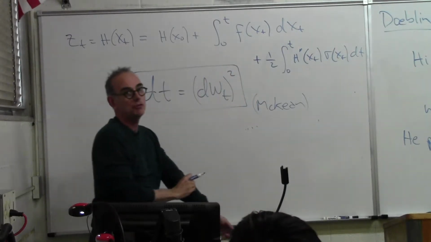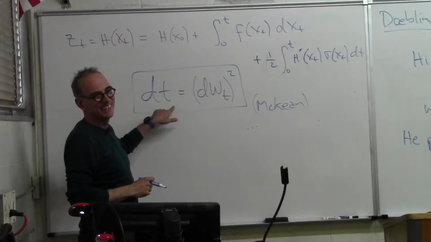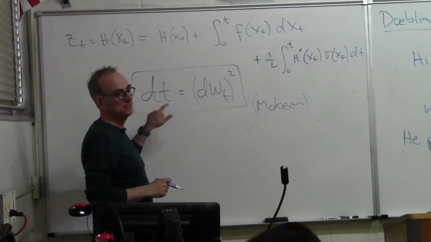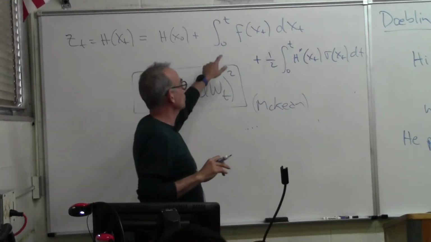If you look at the very first page of McKean's book on Brownian motion, he writes that down. That dwt squared is dt. It's a formalism that you can justify and get results like that.